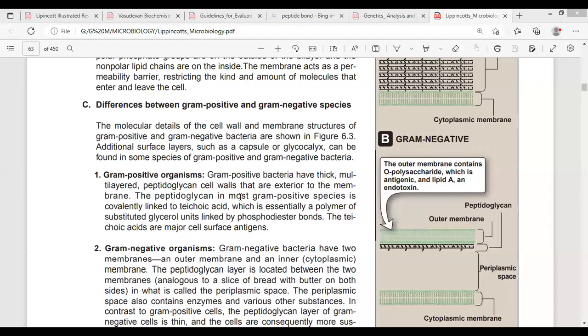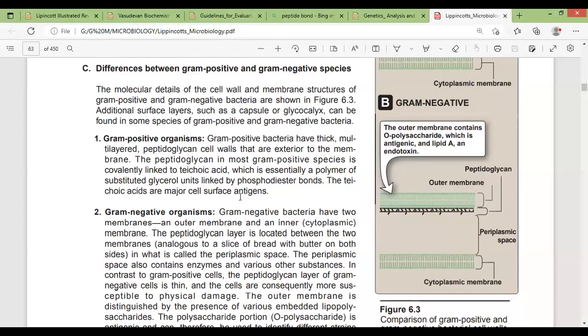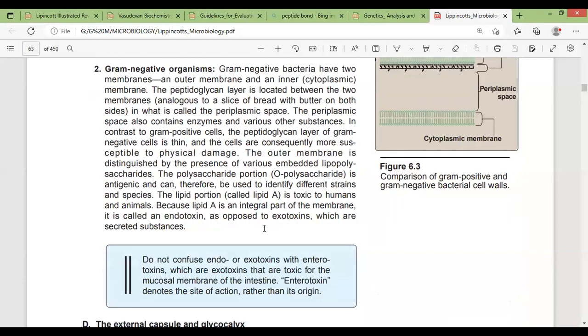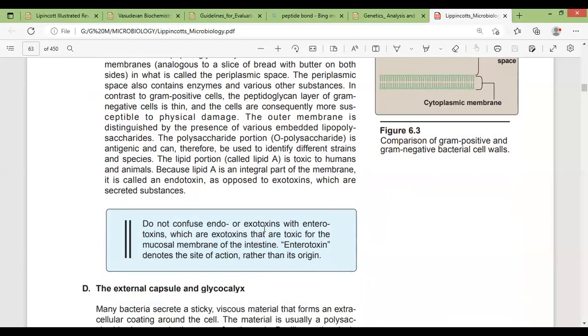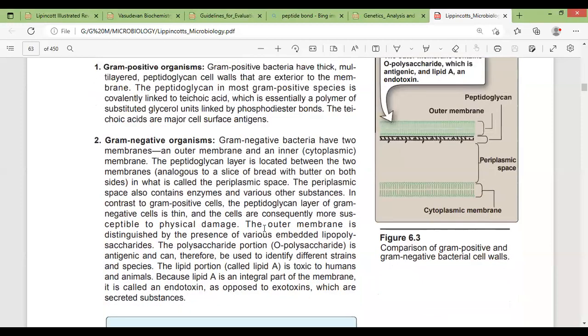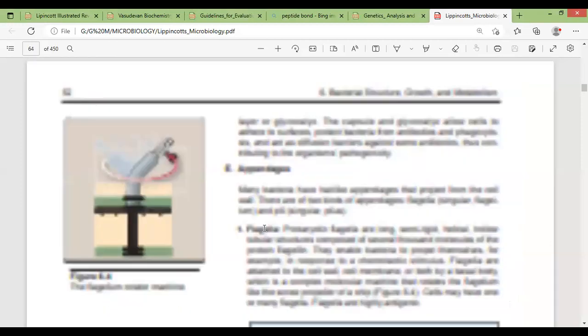At least if we list even just 3 differences between gram positive and gram negative: number 1, gram positive has more peptidoglycan, gram negative less. Number 2, gram positive has the teichoic and lipoteichoic acids attached, but gram negative has the lipopolysaccharide. Again, gram negative has the outer membrane, whereas gram positive has no outer membrane. At least we can list those 3 that we've covered.